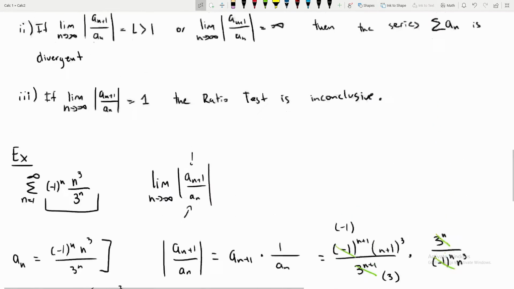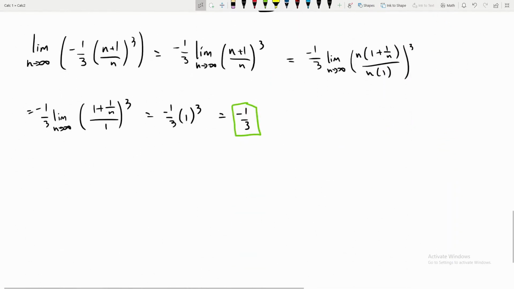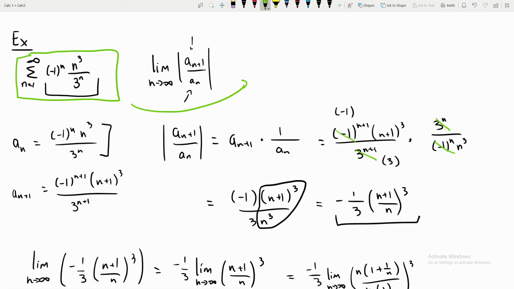And if we go back up to our ratio test, what can we see? We can see that if L is less than 1, then the series is going to be absolutely convergent. So in this case, we can conclude that the original series that we started with, this one right here, is absolutely convergent. And what does that mean if it's absolutely convergent? It also means that it is convergent.